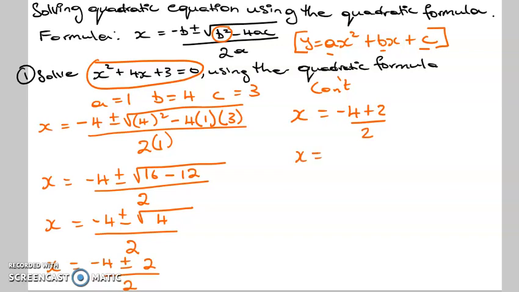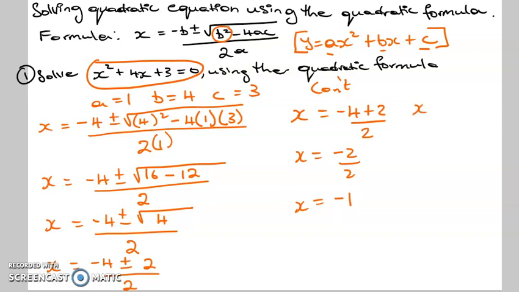So that is x is equal to negative 4 plus 2. That's going to give you negative 2 divided by 2. Negative 2 divided by 2 is negative 1. And so there we have our first value of the quadratic equation. We will now proceed to find the other value. We already used up the plus, so we are now going to look at the minus.